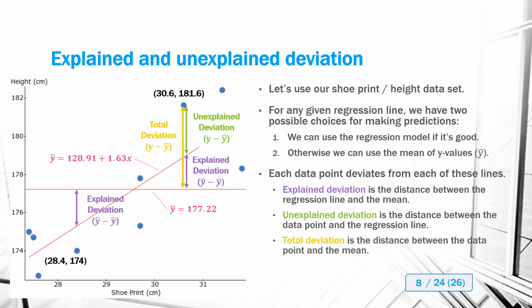So that's going to be located here for this data point, 28.4, 174. The unexplained deviation is the distance between the regression line and the data point. And then the total deviation is the distance between the data point and the mean. It's also the sum of the explained and unexplained deviations.